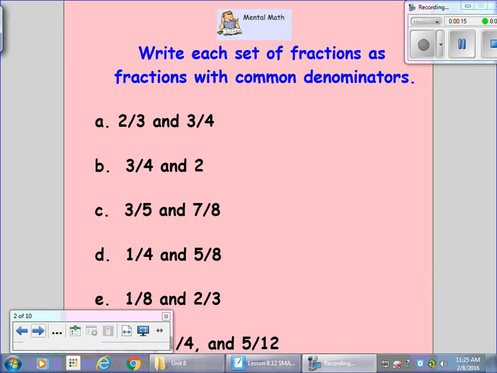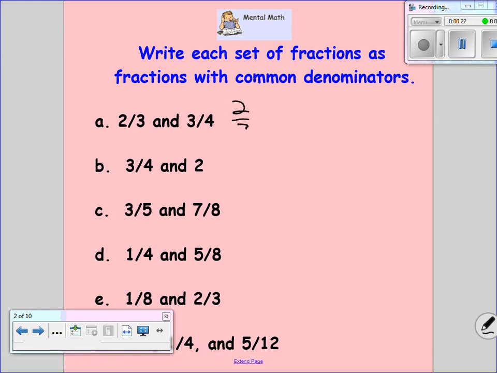We're going to write each of these fractions as fractions with common denominators. So, some easy practice here. We have 2/3 and 3/4. Common denominator: change these both into 12. Times 4, times 4 gives me 8. Times 3, times 3 gives me 9. Those are my fractions with common denominators.